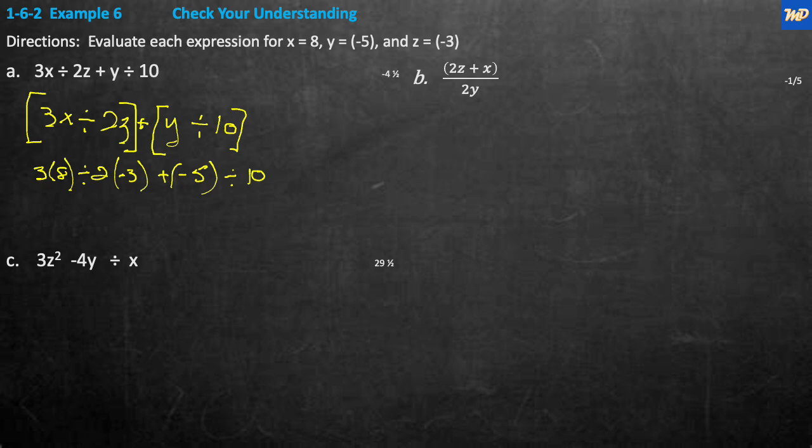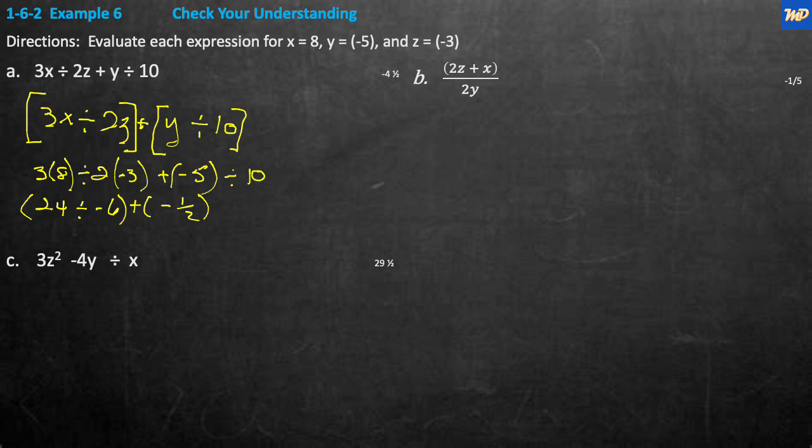So 3 times 8 is 24, and I'm just going to do it. 24 divided by, well, I won't. 24 divided by negative 6. 2 times negative 3 is negative 6. Plus, and those are still going to be parens here, right? Plus, negative 5 divided by 10 is negative 1/2.